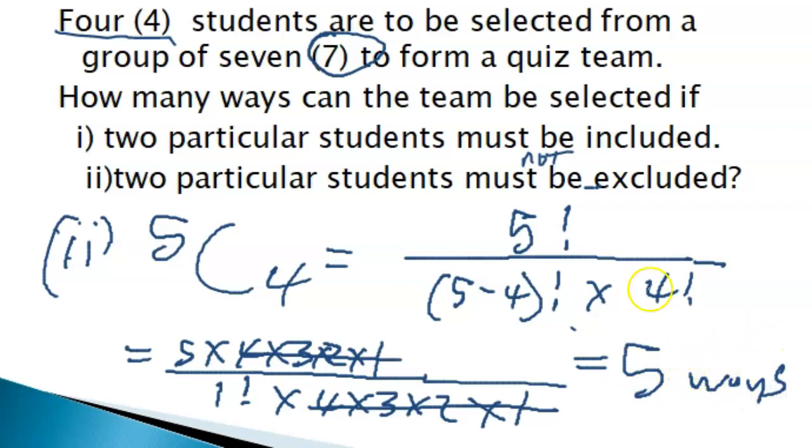of selecting a team of 4 from 7 students if 2 out of the 7 must not be included. So out of the 7, you're really only selecting from 5. You're selecting 4 students from 5 students. Let's move on.